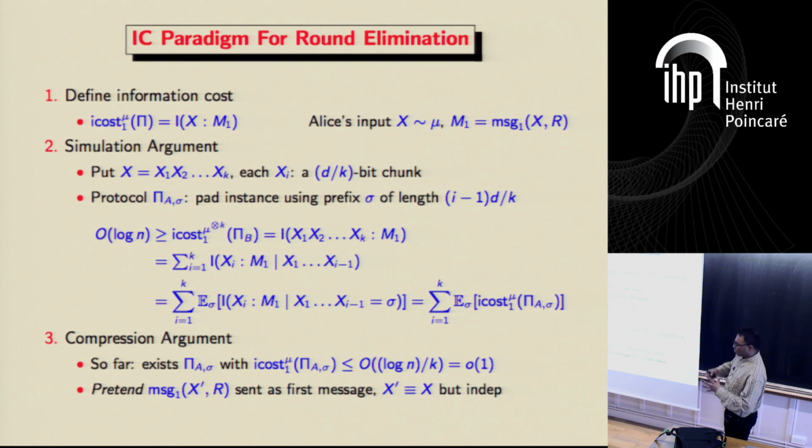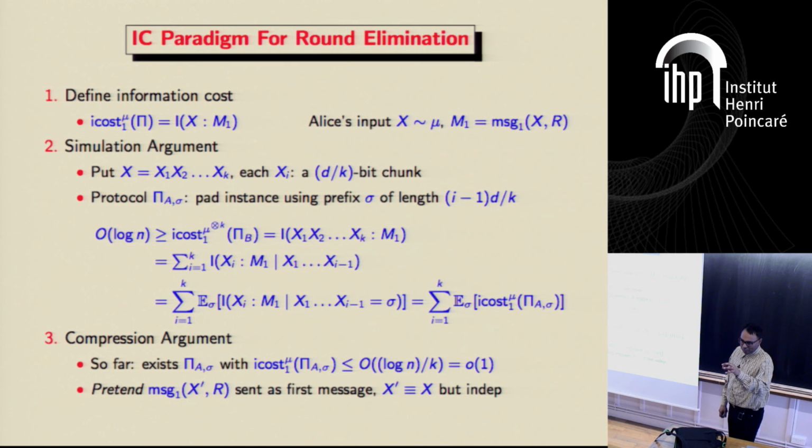Now, how do we achieve low actual cost? What this tells us is that the information cost is at most 1 over k of the original communication cost. So if our parameter k is chosen large enough, then we can ensure that this is little o of 1. Now, what does it mean that the information cost is little o of 1? If we go back and look at the definition, it's the information revealed by the first message in the protocol. If that information revealed is little o of 1, it's a tiny amount, almost no information has been revealed by this message.